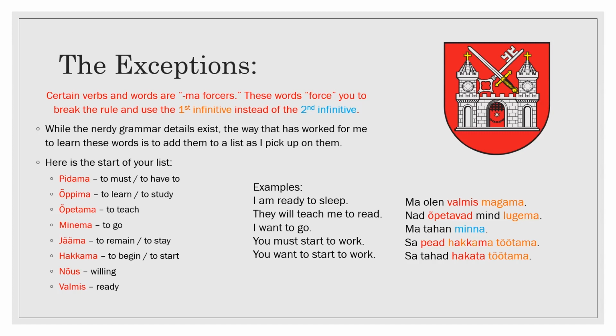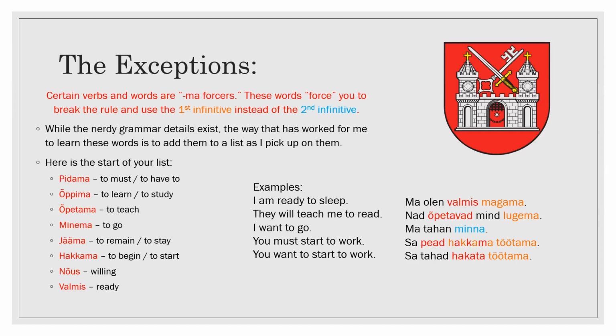This next one, I want to go. This follows the rule. "Ma tahan minna." "Tahtma", to want, is not an MA forcer, and so that means that to go is in its second infinitive form, which happens to end with just the "na". I really want to make sure that you understand this: just because "minema", to go, shows up in the sentence doesn't mean it comes in the first infinitive. These MA forcers force other words to break the rule. They do not break the rule unless they're being forced by one of their own. That is why we have "minna" in its second infinitive here instead of "minema", because it's following the rule.